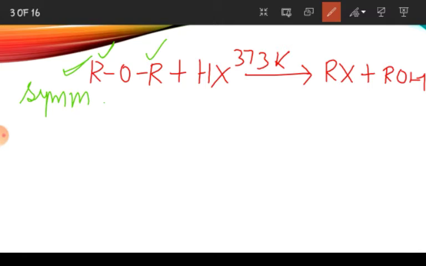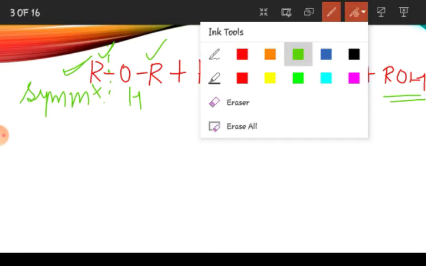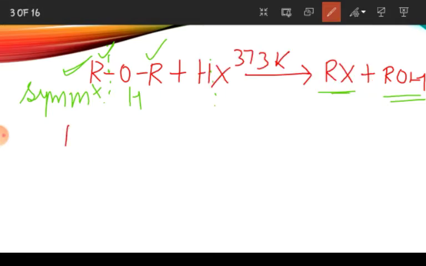Now in this case, if we break the bond from here or here, it is the same thing. We will get the same product. Here if I write X and here if I write H, this will split. And one we will get as alkyl halide and one we will get as alcohol. Now the second reaction which is given in NCERT under this is ROH plus HX. In this case HX is present in excess.